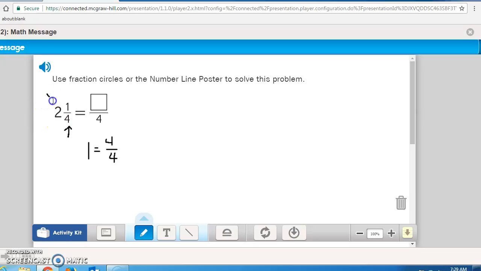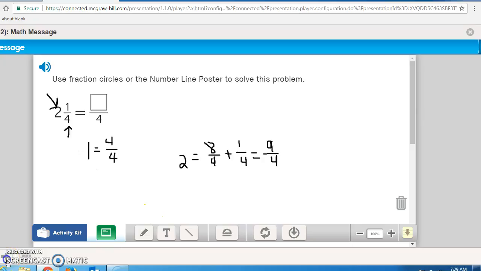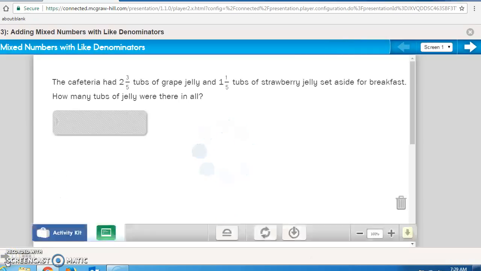So in order for me to have 2 wholes, I would need to have 8/4, because 8 divided by 4 is 2. And then I have one more fourth, so I'm going to need to add that fourth to the 8/4. Remember, we add the numerators. 8 plus 1 is 9, and our denominator stays the same. So 9/4 is equal to 2 1/4.